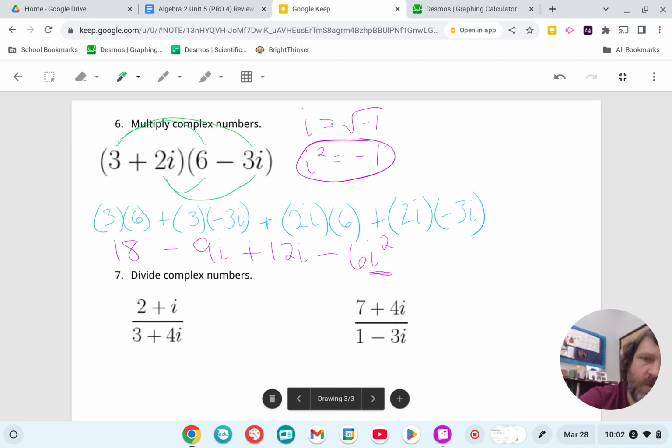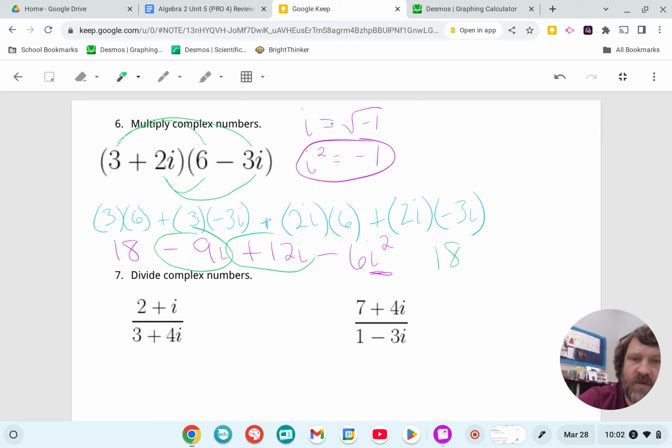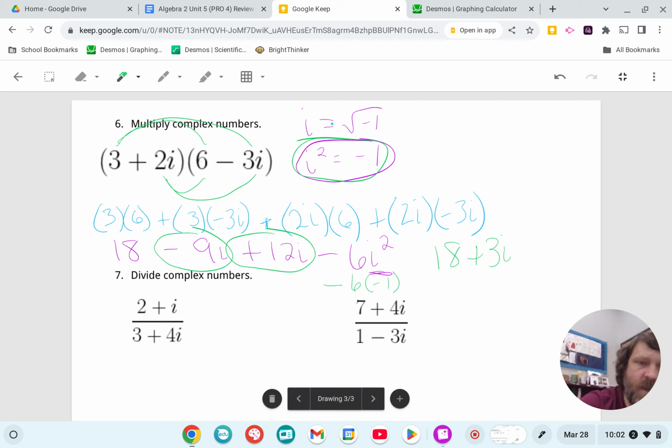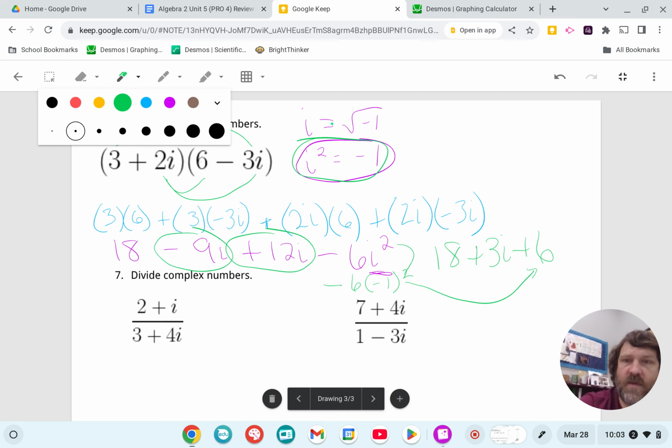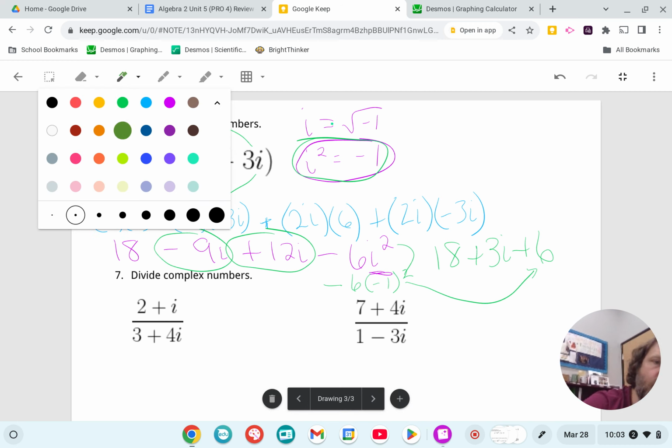Looking at this, we're going to go through the problem. We're going to rewrite this. We're going to get our 18 at the beginning. The negative 9i and the 12i need to be combined, added together. That's going to make 3i because negative 9 plus 12 is 3. And then negative 6i squared is going to become negative 6 times negative 1 because of what we talked about right here. And so that's going to make plus 6. So we're taking this and turning it into that, and then we're turning it into the 6.